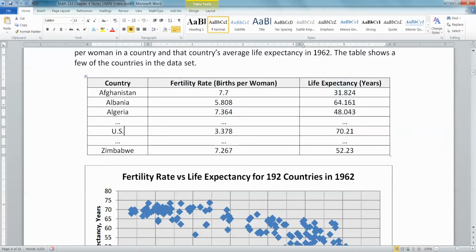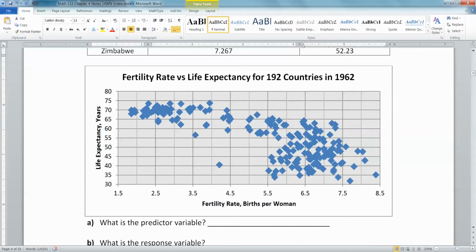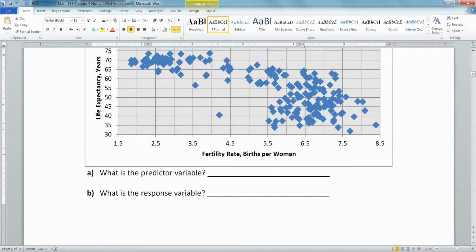So you can see the U.S. in that time frame, women were having about 3.378 children per woman, and our life expectancy was about 70.21 years. So a baby born in 1962 was expected to live about 70 years. Right? So here they are, right here. And you can see you have kind of a relationship going on here, and we want to get at that relationship. We want to see why these are high for the life expectancy and low for the fertility rate, and these over here on the right are high for fertility rate but low for life expectancy.